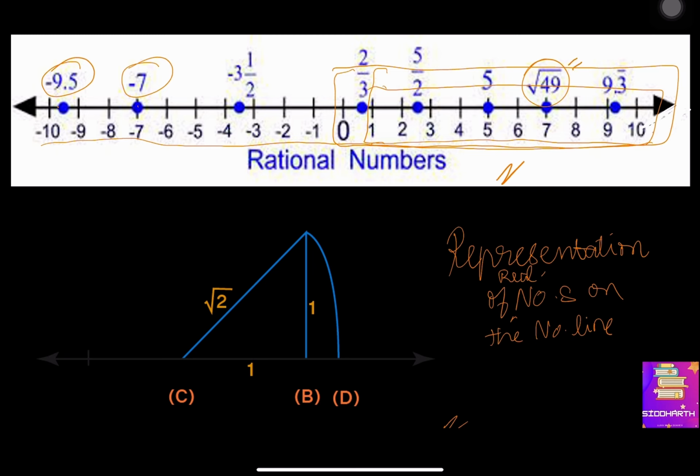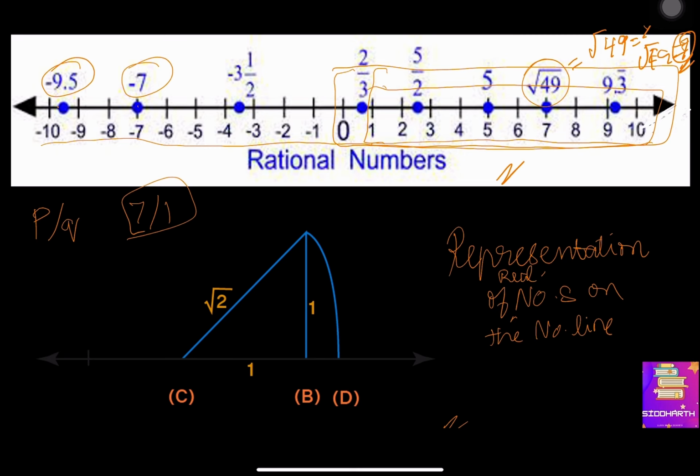But see, is root 49 an irrational number? No. What is root 49? Root 49 is nothing but 7, right? 7 is a rational number. How? Rational numbers are expressed in the form P by Q, so 7 by 1. Simple. We already learned this in the previous classes, right? A piece of cake now.